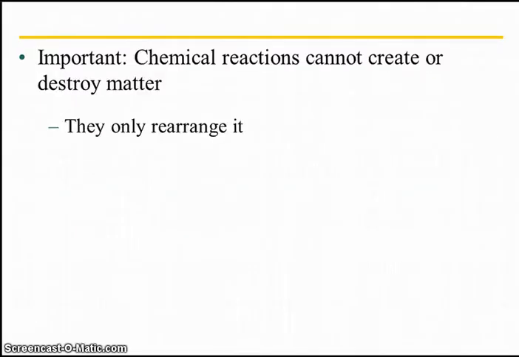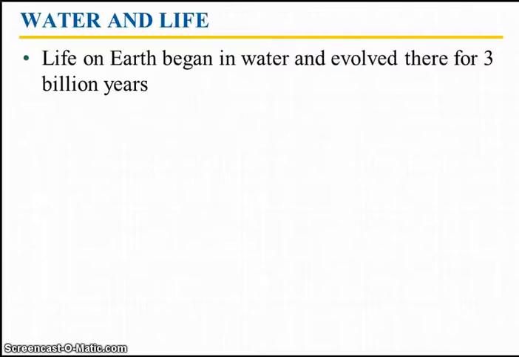It is important to note that we can't make matter or destroy matter. Chemical reactions only rearrange it. They build bonds, they break bonds. We're not making new hydrogen ions, for example. Okay. Let's look at water and life now.